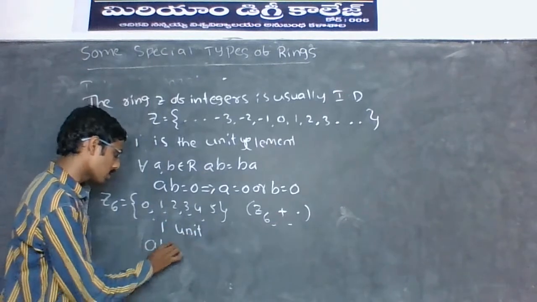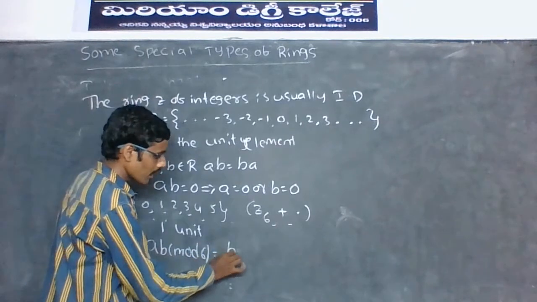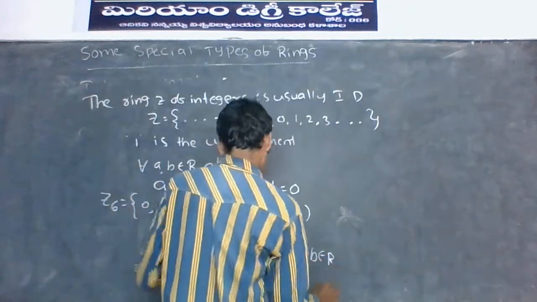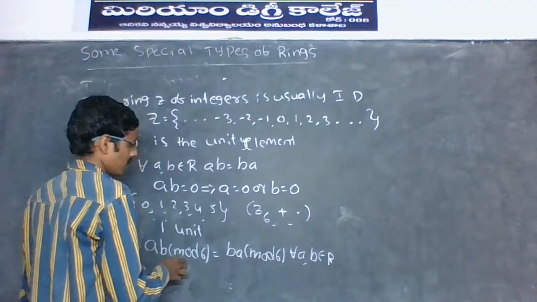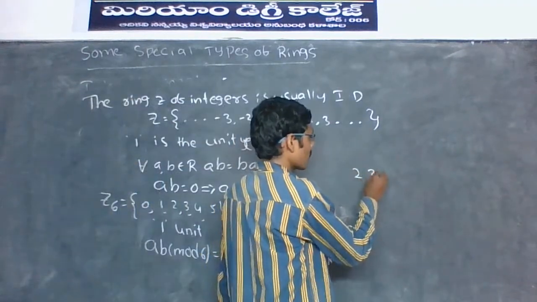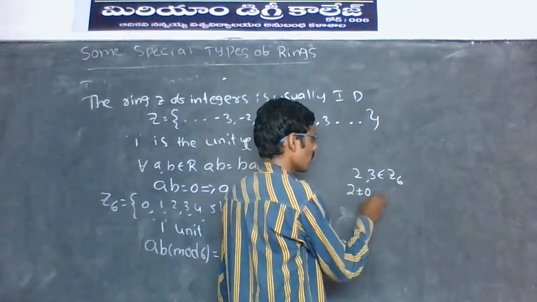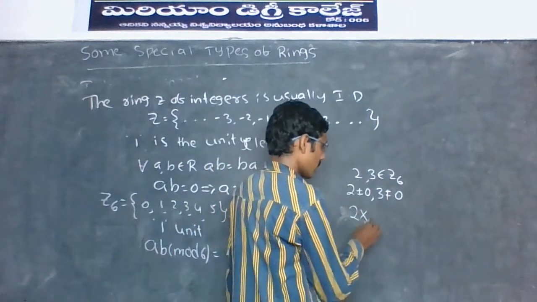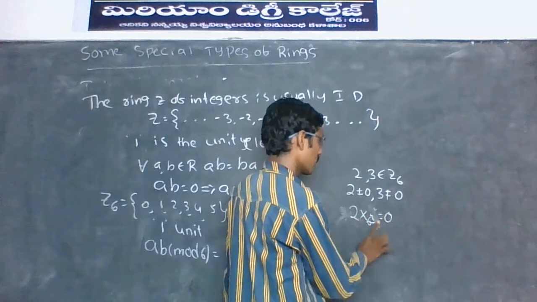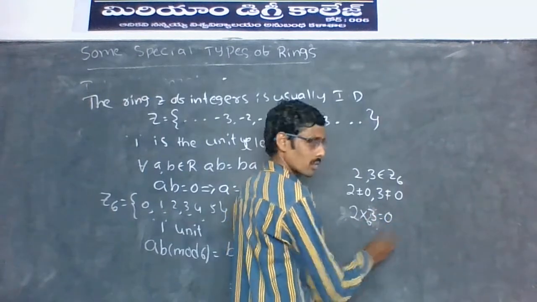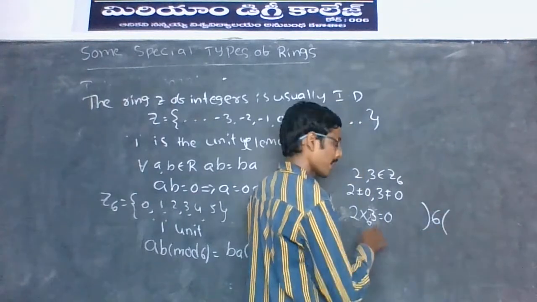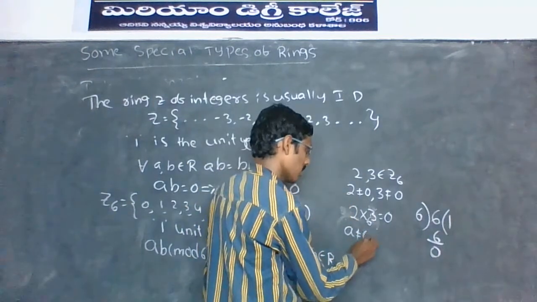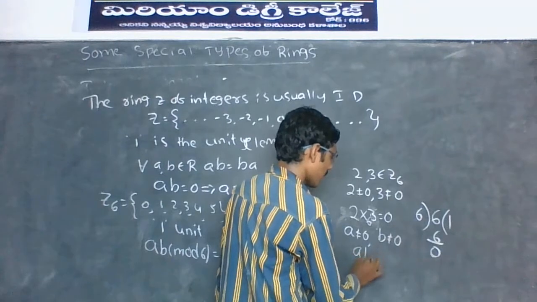Next, ab mod 6 = ba mod 6 for all a, b belongs to Z6. Next, zero divisors. 2, 3 belongs to Z6, 2 not equal to 0 and 3 not equal to 0. 2 multiplication modulo 6 with 3: 2 into 3 is 6, divide by 6, one time, remainder 0. So a not equal to 0 and b not equal to 0, but the product ab is equal to 0.